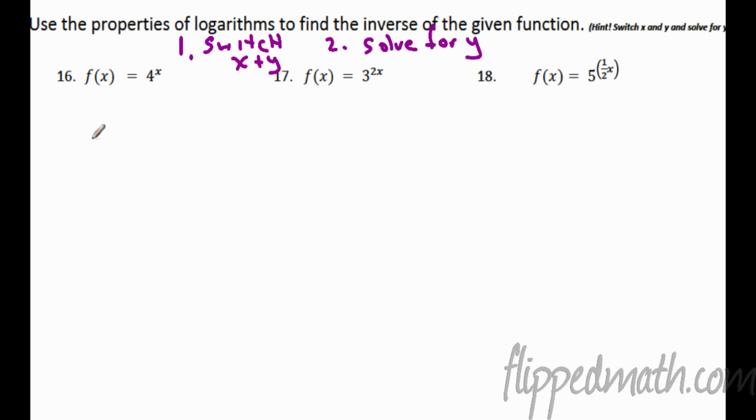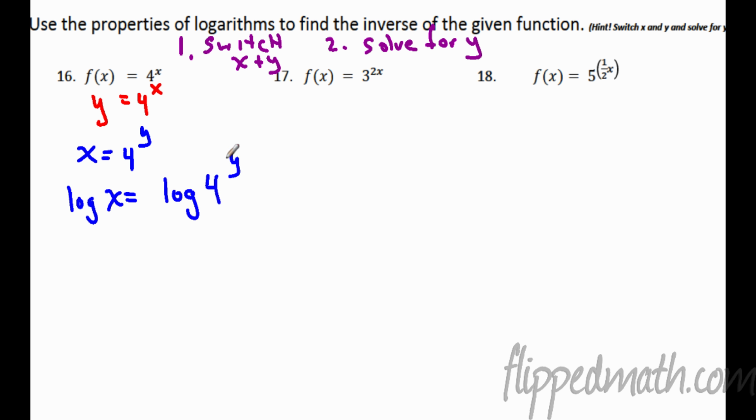So I'll show it in red when I write the function out: y equals 4 to the x. Remember, f of x, we can just replace it with a y, and then we switch x and y. So when I do that, I'm going to get x equals 4 to the y. Now at this point, we're just going to use our property of logs. We're going to take the log of both sides. So the log of x is going to equal the log of 4 to the y power, but I can bring that y down front. So the log of x is going to equal y times the log of 4.